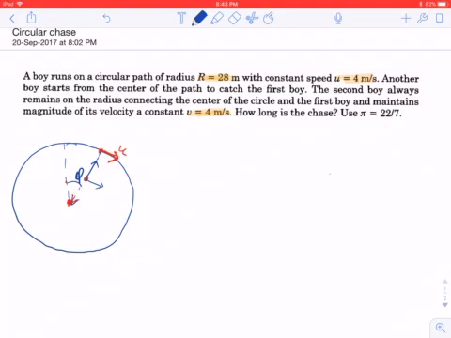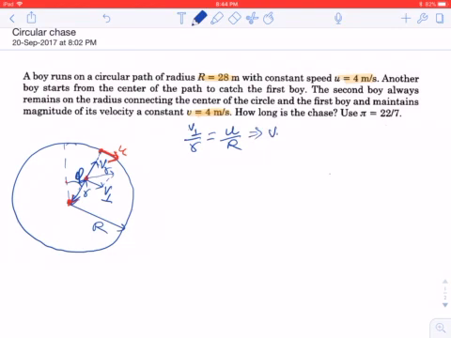So you see, the second boy has to travel along the radius and also perpendicular to the radius. So this I am writing as v perpendicular and this as vr, and we know that the net resultant of these two is v. Okay, so let this distance traveled be r. So we can write that v perpendicular upon r is equal to u upon capital R, R being the radius of the circle.